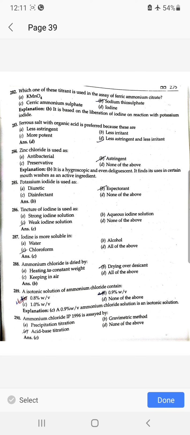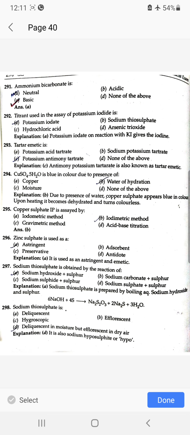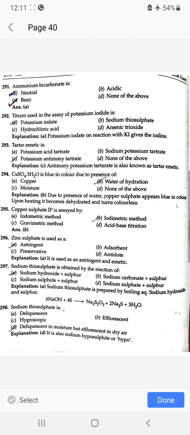Iodine is more soluble in chloroform. Ammonium chloride is dried by using a desiccant. An isotonic solution of ammonium chloride contains 0.8 w/v. Ammonium chloride IP 1996 is assayed by acid-base titration. Ammonium bicarbonate is basic in nature. The titrant used in the assay of potassium iodide is potassium iodate. Tartar emetic is potassium antimony tartrate.